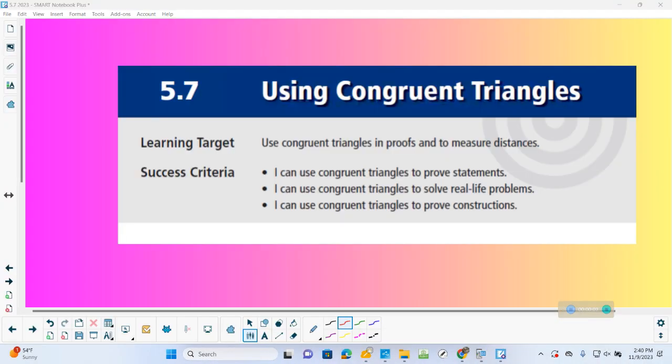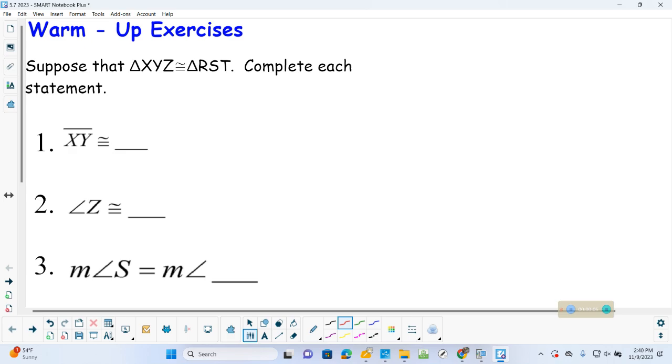Still writing proofs, still triangle congruency, but we're going to have a flashback to these corresponding pieces. This, my friends, is a throwback to like 5.2, the beginning of the chapter.